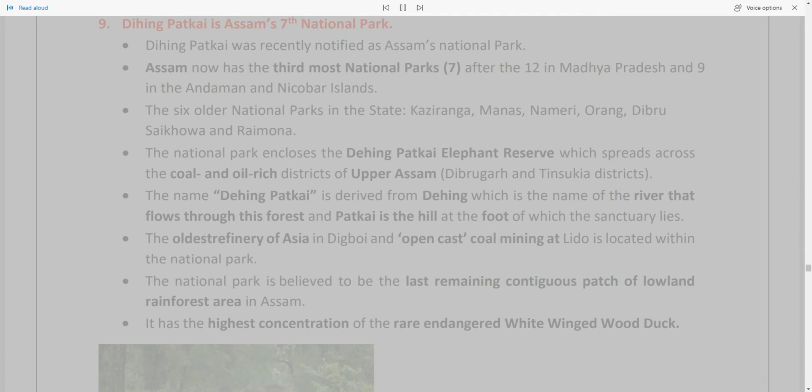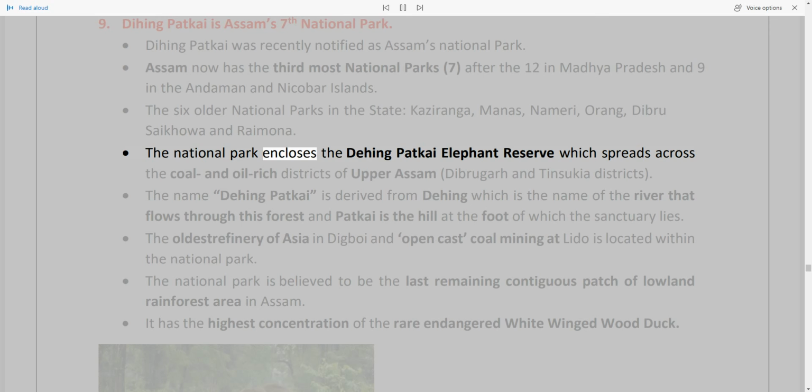9. Dihing Patkai is Assam's 7th national park. Dihing Patkai was recently notified as Assam's national park. Assam now has the third most national parks, 7, after the 12 in Madhya Pradesh and 9 in the Andaman and Nicobar Islands. The 6 older national parks in the state are Kaziranga, Manas, Nameri, Orang, Dibru-Saikhowa and Raimona.